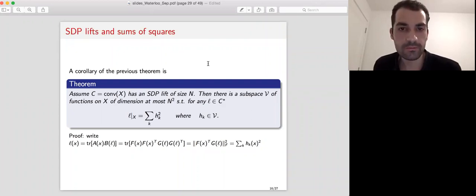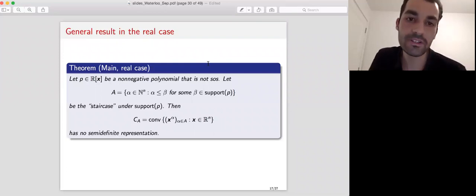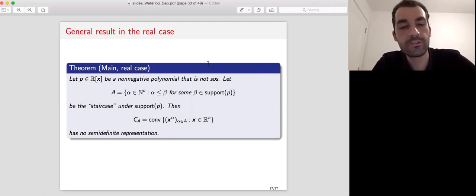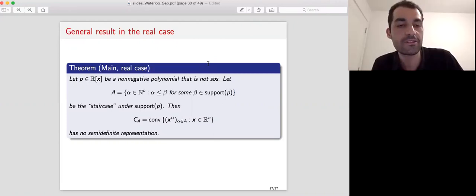So this is really the result I want to prove, the non-existence of an SDP representation, but stated in a slightly simpler case: not exactly the set SEP, but sets that look very similar to SEP, and sets that only involve real variables and so on.